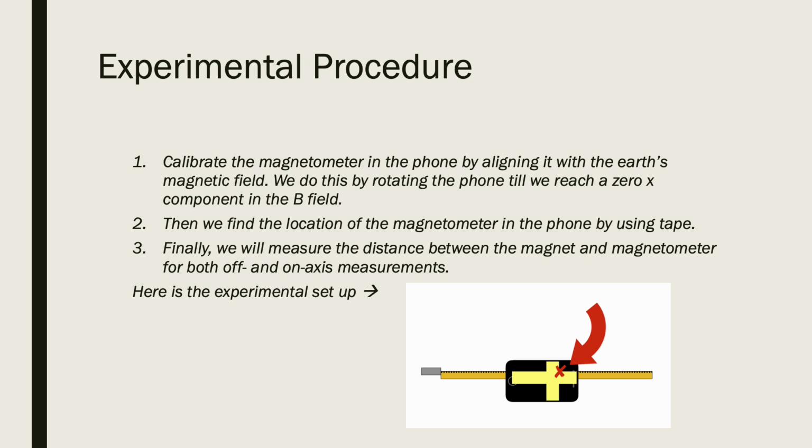Here was our experimental procedure. First, we calibrated the magnetometer in the phone by aligning it with the Earth's magnetic field. We do this by rotating the phone until we reach a 0 x component in the B field. Then we find the location of the magnetometer in the phone using the tape. Finally, we will measure the distance between the magnet and the magnetometer for both off-axis and on-axis measurements. Here is the experimental setup as shown in the diagram below.